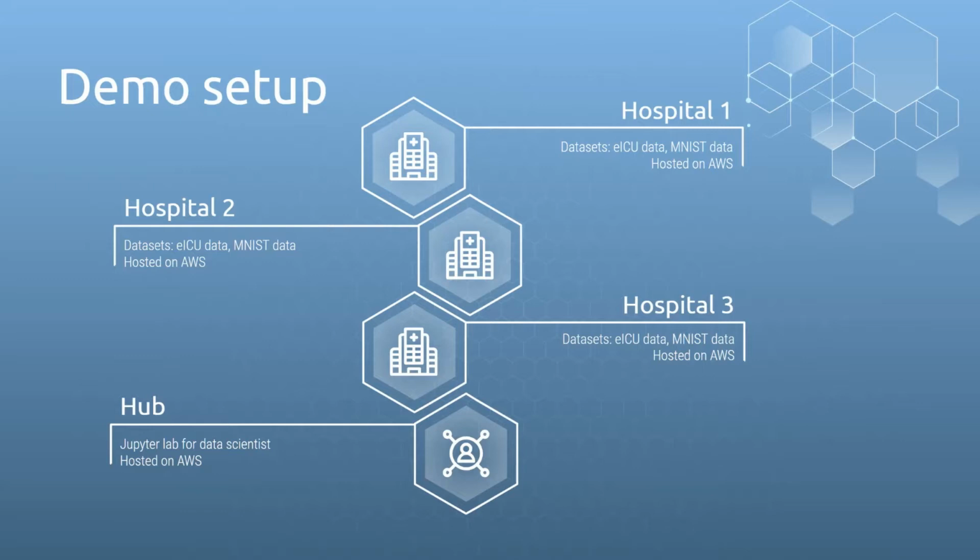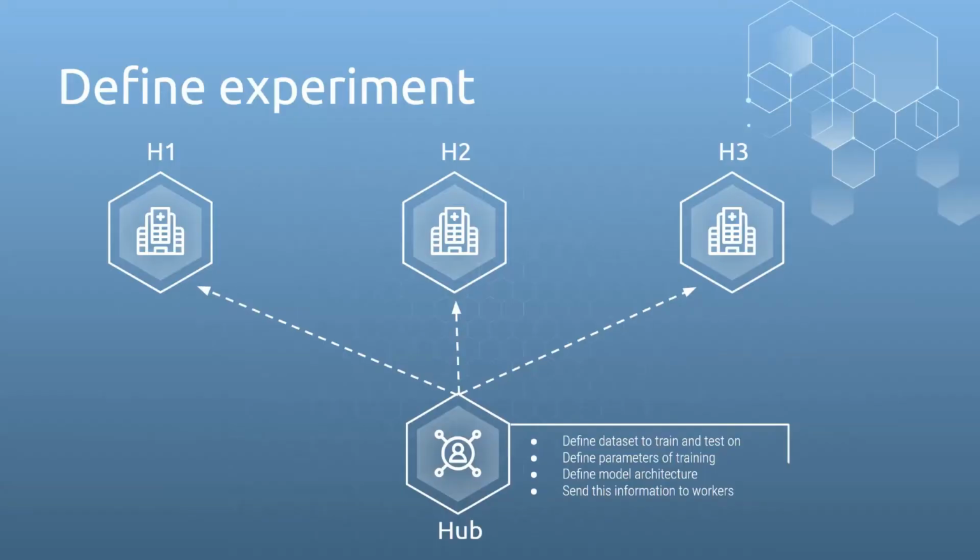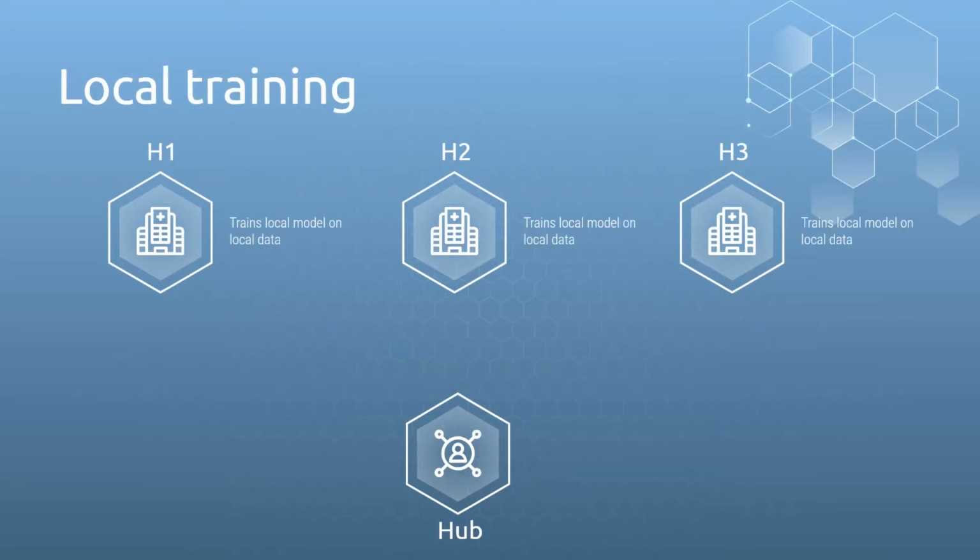So the hub is the server the data scientist of the pharmaceutical company would interact with, and the 3 hospitals are the guardians and the source of the data. And in the federated learning regime, what happens is that the data scientist defines a model and the parameters of an experiment, and then this configuration gets distributed to the hospitals. The hospitals then train a local model.